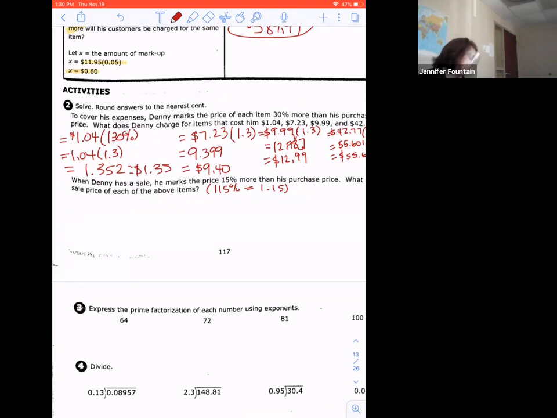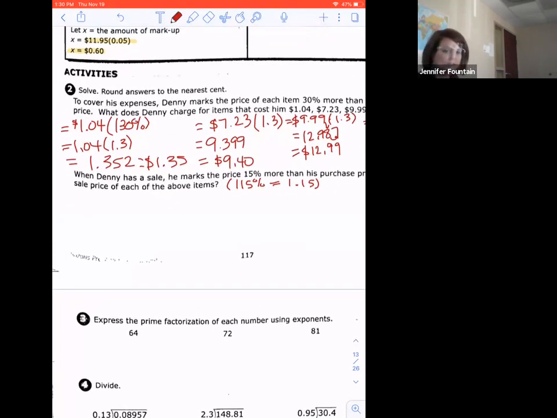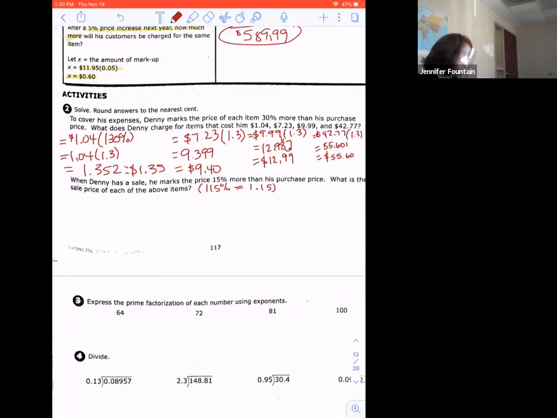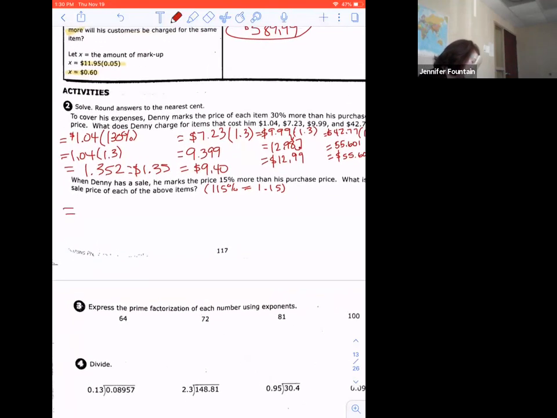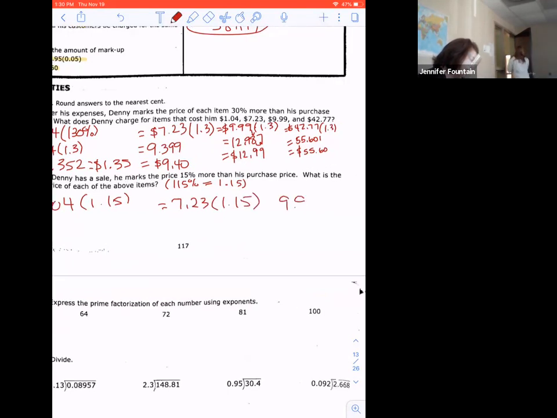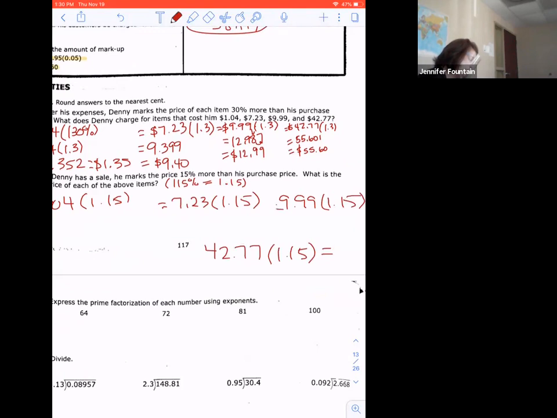So now we're going to set these up, and this will be your first part of homework. You will do the calculations for the 15%. I'll go ahead and write these and get them set up, and then you can copy them and go ahead and take a break. So we would have 1.04 times 1.15. We would have 7.23 times 1.15. 9.99 times 1.15. And then 42.7 times 1.15. All right, we'll take a break.